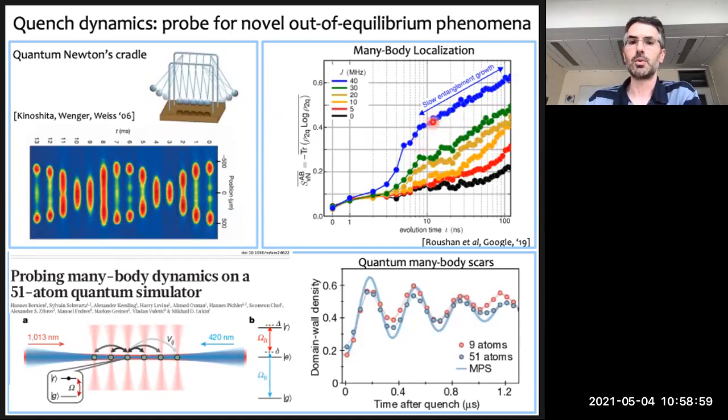And there you see this slow log growth of entanglement entropy, which is one of the signatures of many-body localization. And then finally, even more recently, in these experiments on Rydberg atoms, these quenches were also interesting because they led to this discovery of quantum many-body scars. Again, some interesting dynamical response of such systems when you do a quench.